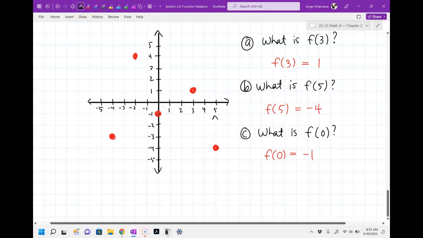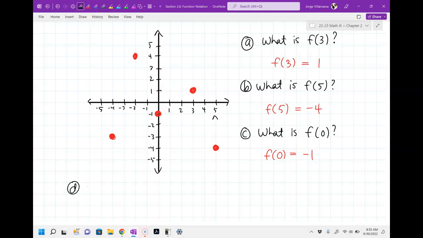Here are the ones that are considered the harder ones. Okay? So let me put D right here. If f of x equals -2, what is x? So remember for A, B, and C, how we were trying to find the y value, right? 1, -4, -1. Those were my y values. They gave me the x value, right? F of 3, f of 5, f of 0. They gave me x, but they didn't give me y, so I had to figure it out. Now they're saying, well, if y is -2, what is x?